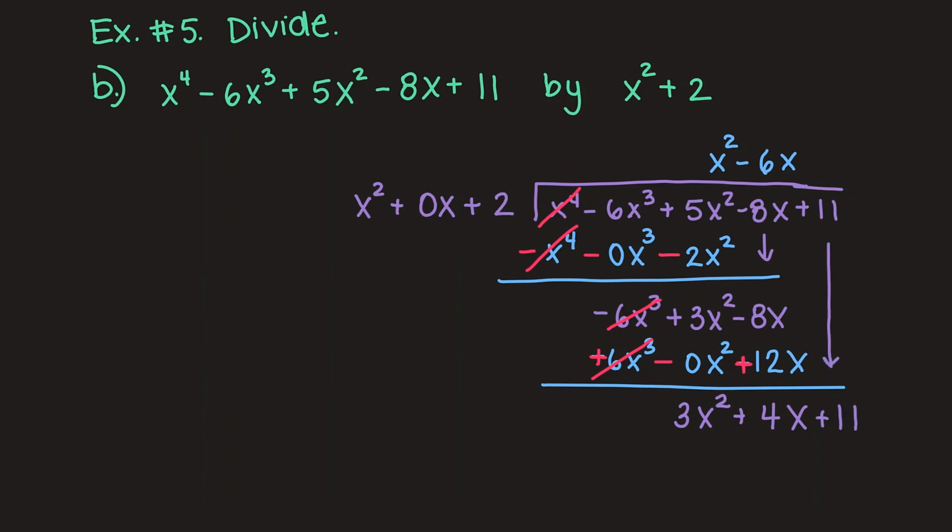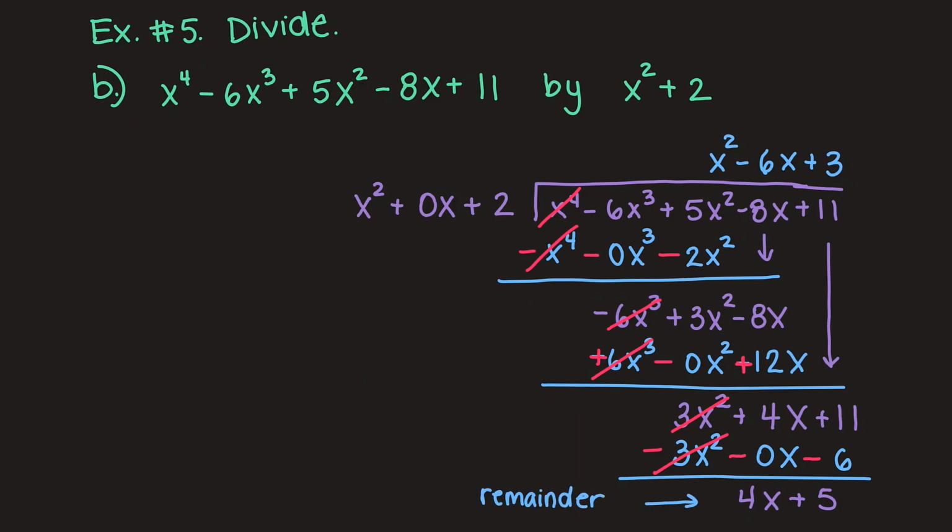Bring down the last term, plus 11, and repeat the process one last time. So we need to multiply x squared by 3 to get 3x squared. So then we have 3 times x squared, which is 3x squared, 3 times 0x, which we can write as 0x as a placeholder, and then 3 times 2, which is 6. Subtract and distribute the negative, and then we get 4x plus 5. And since there are no more terms to bring down, we are done, and 4x plus 5 is our remainder.